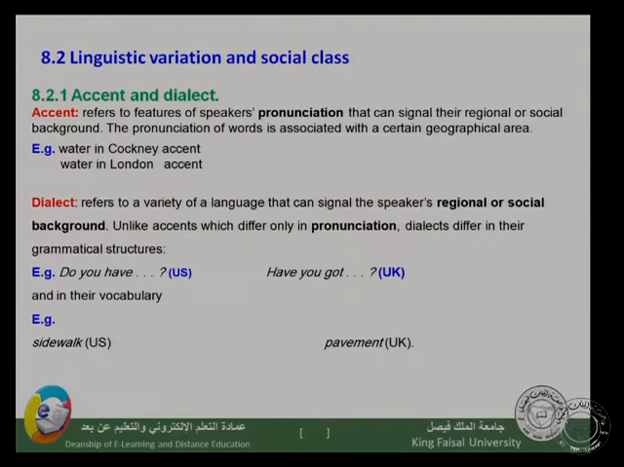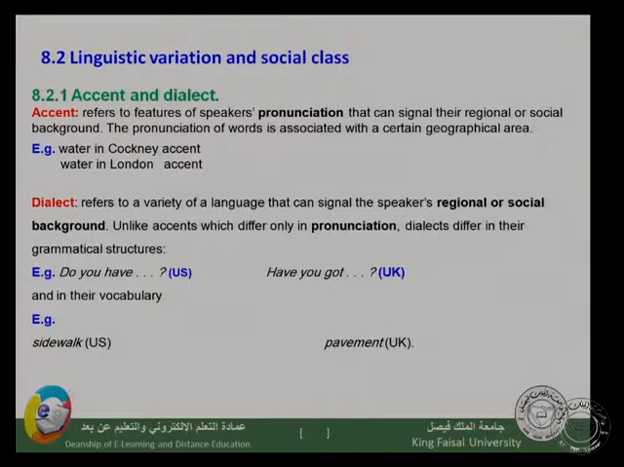Linguistic variation and social class. A discussion is related to the difference between accent and dialect. We always hear those two terms, but we need to understand the difference between them. The term accent refers to the features of a speaker's pronunciation. So we can realize that the pronunciation of this speaker has a specific accent that can signal their regional or social background.